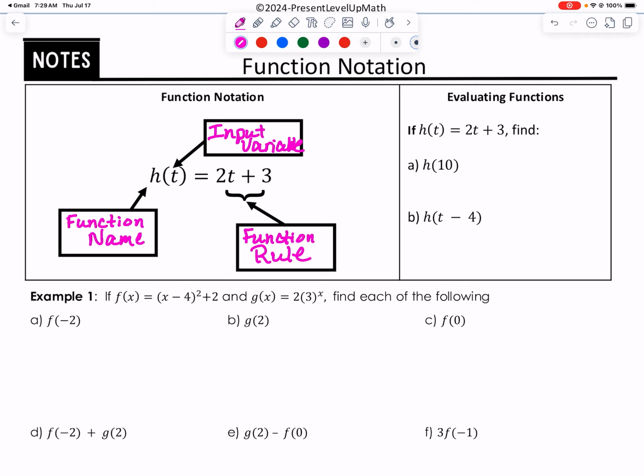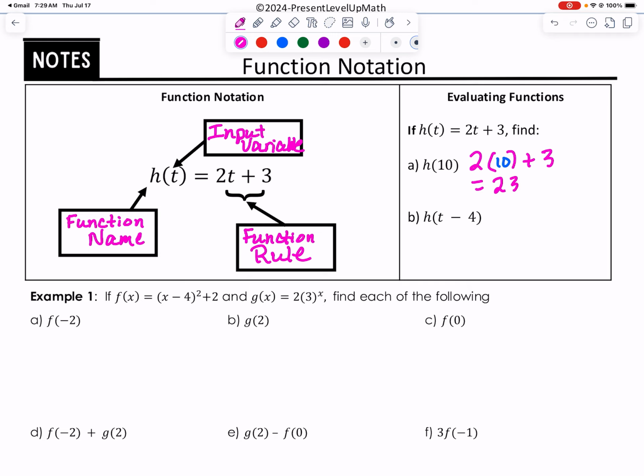So let's look at a quick example of this. If h of t is equal to 2t plus 3, find h of 10. So they want you to take the 10 and multiply it by 2 and then add 3. So we'll simply plug a 10 in for the t and evaluate that. So 2 times 10 is 20. 20 plus 3 would give us 23.